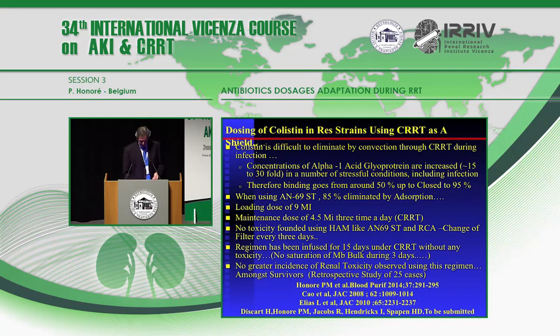And by doing this, because we use a very adsorptive membrane, we could eliminate the colistin by adsorption. And obviously using citrate was opening the pores to allow the bulk adsorption to carry on. We had also, out of 25 patients, 7 survivors, and most of them leaving the hospital with a normal kidney function. So something to have in mind.